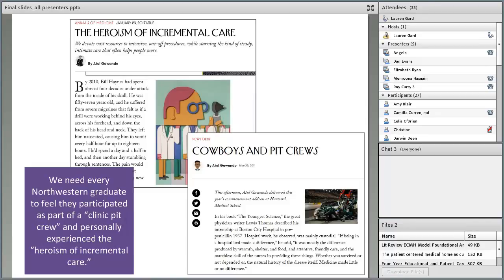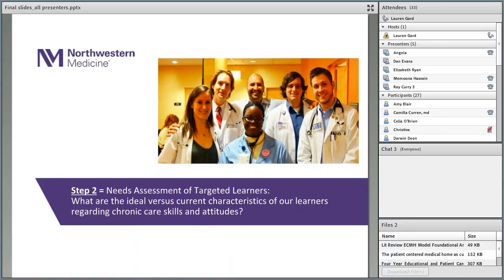But I think these two articles really distill a lot of our chronic care crisis and how we need to change the system, both care delivery as well as education. Here at Northwestern, one of our mantras is we want every student in our ECMH program to feel like they were part of a pit crew, and we want every graduate to feel that they experienced the heroism of incremental care, and I'll come back to that.